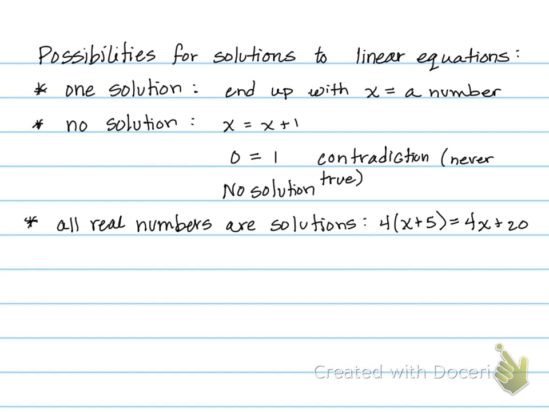So you probably recognize that as just the distributive property, right? If we distribute that 4, we get 4x plus 20, and that's going to be true no matter what x is. So those two expressions are equal no matter what number I put in for x, which means that I can replace my variable with any real number, and it will make the equation true, which means that all real numbers are solutions.